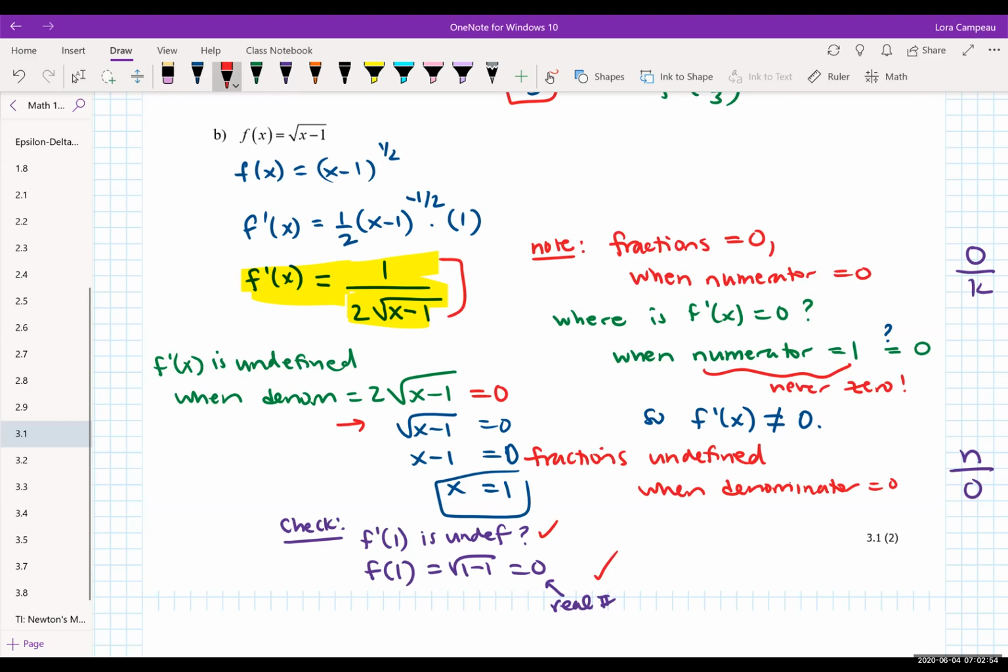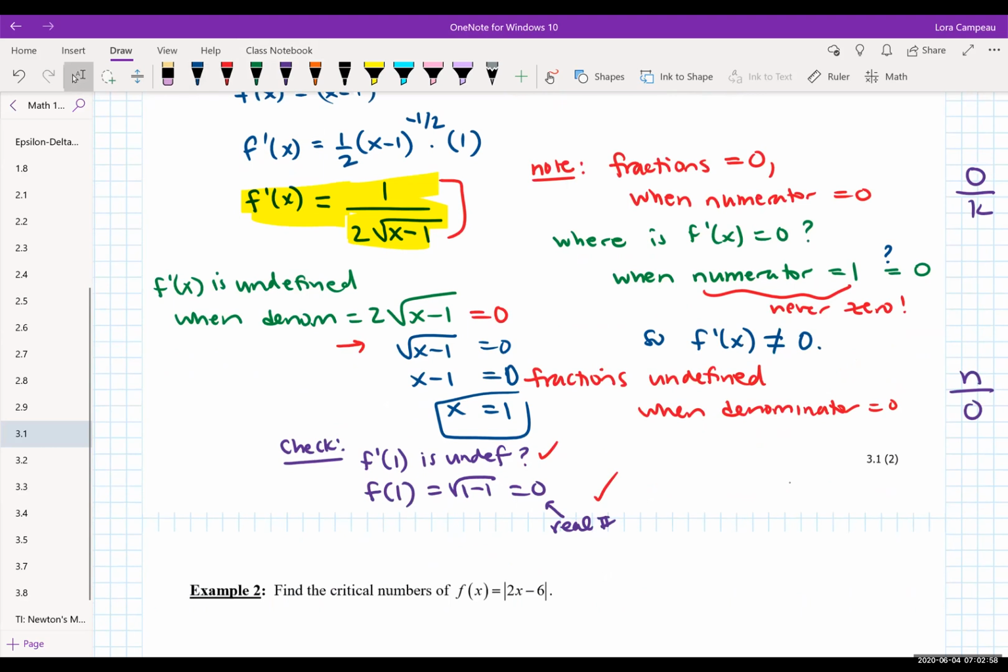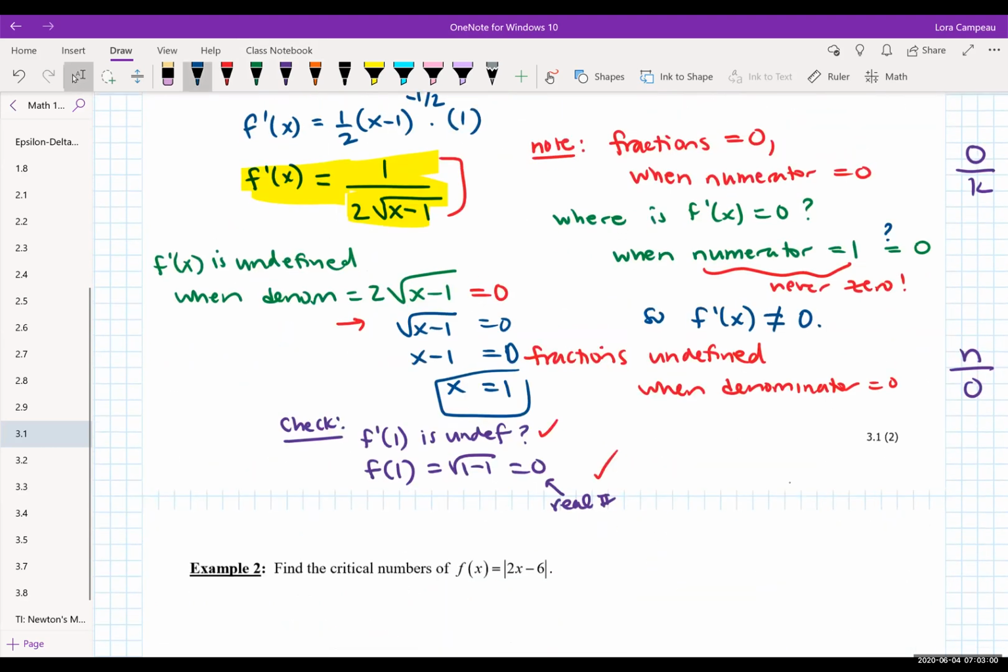It's where the derivative is undefined. So we can be clear with our final saying, x equals 1 is a critical number. And I'm only restating this for the purposes of your notes, just to help you check. Just be careful.